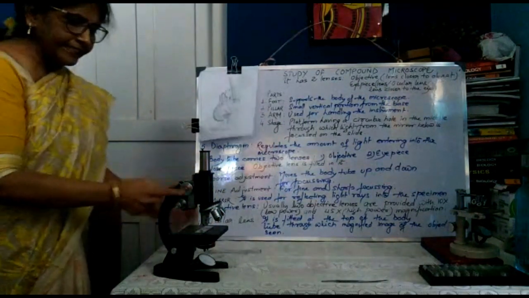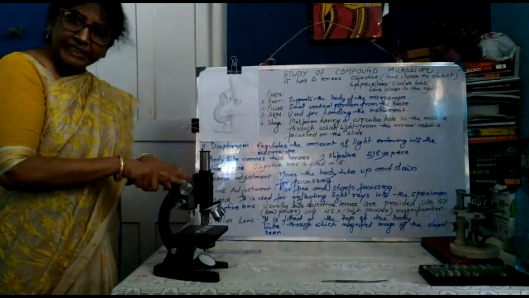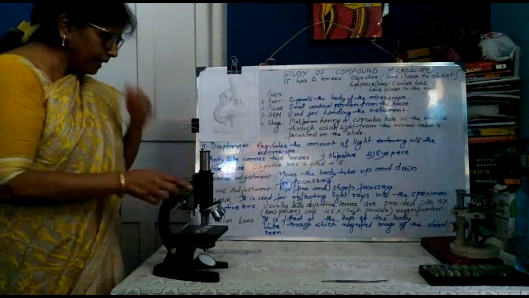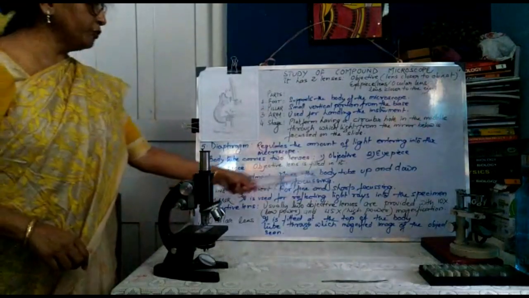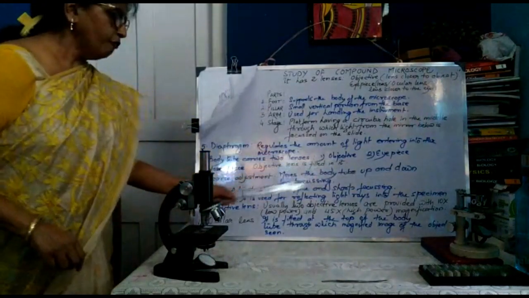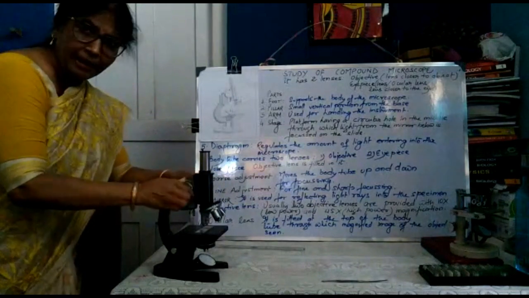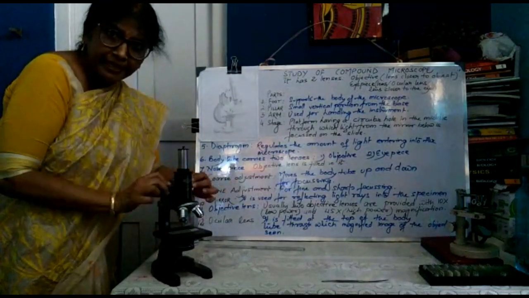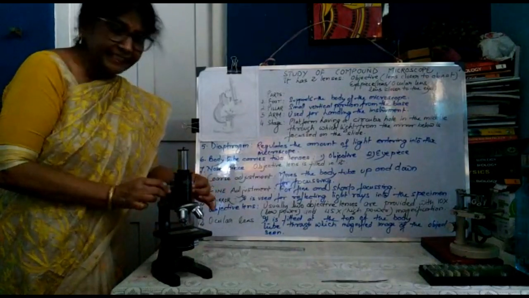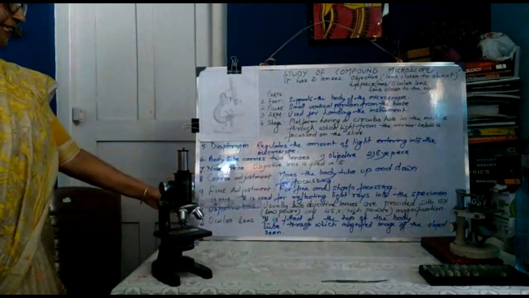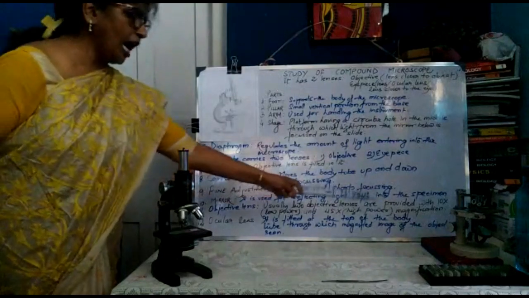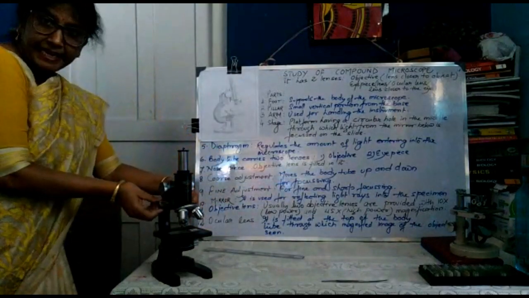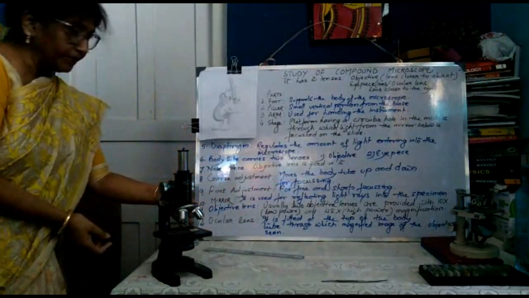There are two adjustment screws. One is called coarse adjustment and one is called fine adjustment. Coarse adjustment moves the body tube up and down for focusing. See how I am moving it. See, it is moved up and down with the help of this coarse adjustment. And there is another, the fine adjustment, for fine and sharp focusing. This is the fine adjustment.